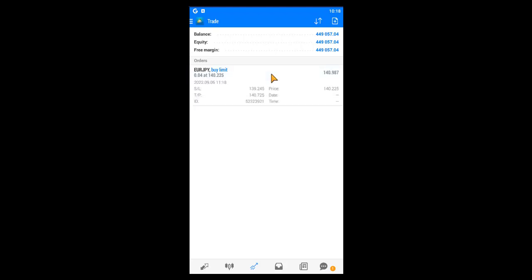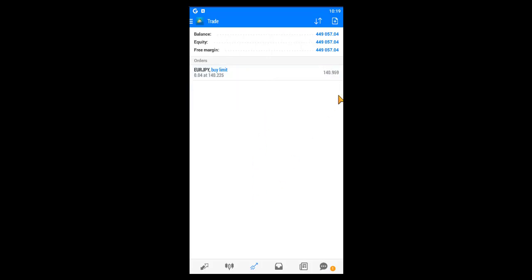If I touch the trade, you can see clearly that it is a pending order. It's a buy limit pending order of the size 0.04 at 140.225. This is the price I have set for my buy limit, and this price is what will later become the entry price. This price at the far right is the market price. Once the market price comes down towards this price, it will trigger this trade and change from a buy limit to a buy trade. Of course, our stop loss is there, our take profit is also there.